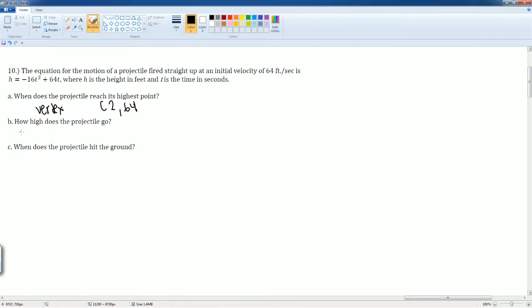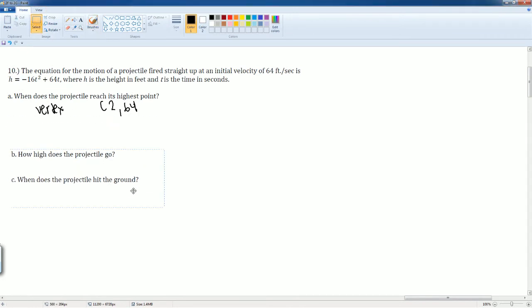But you have to be very careful with what the units say. This was H and this was T. H was in feet, so this unit here is feet. That was the output. T was your input. T is the time in seconds. So time is your input, which is on your x-axis, and then you have your output, which is your height, in your y-axis.